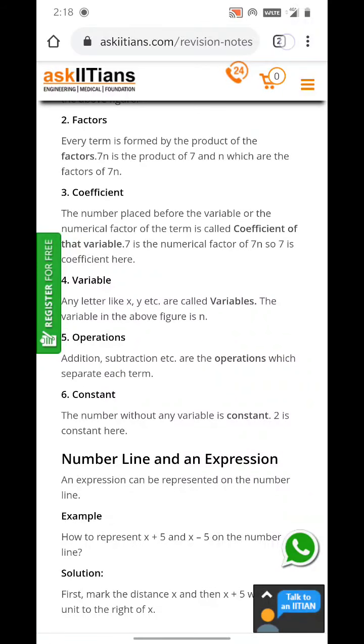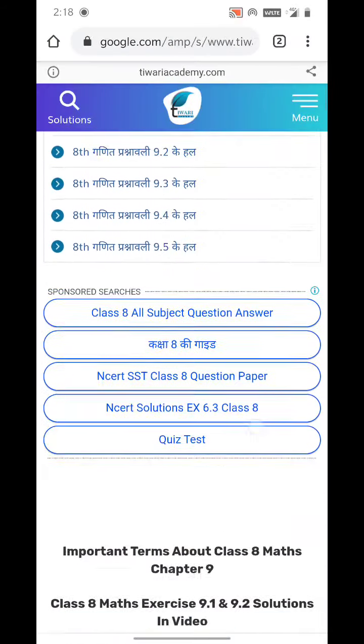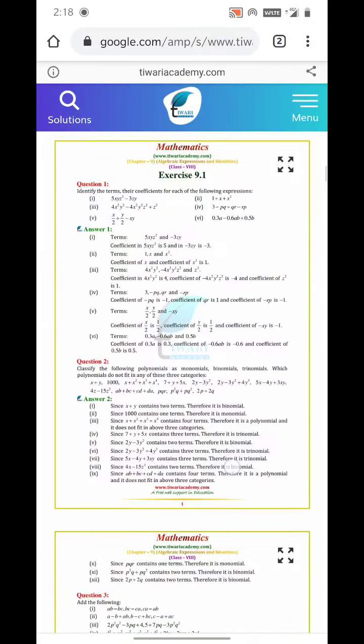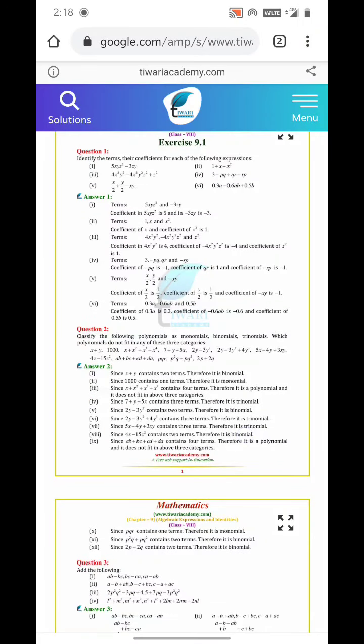Let me have some examples. Question number 1: identify the terms and their coefficients for each of the following. Look, the first expression is 5xyz square minus 3zy. In such a case, we have to find the number of terms. How many terms are there? 2. And what are their coefficients? The first term is 5xyz square and the second one is 3zy. They are separated by an operation, that is subtraction.